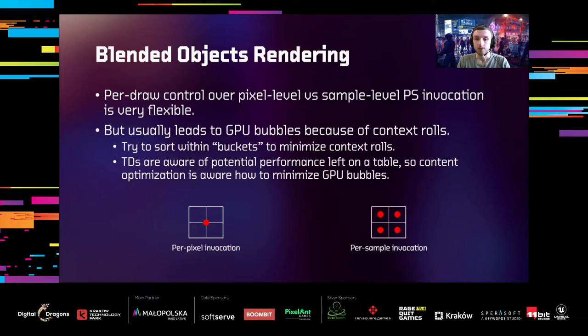Moreover, each switch from per pixel to per sample invocation rate, or back, generates a context roll on GPU, which in turn leads to many GPU bubbles in semi-transparent objects rendering passes. To minimize the effect of these bubbles, we try to overlap as much work as possible on compute tracks so that gaps can be filled by effective computations.